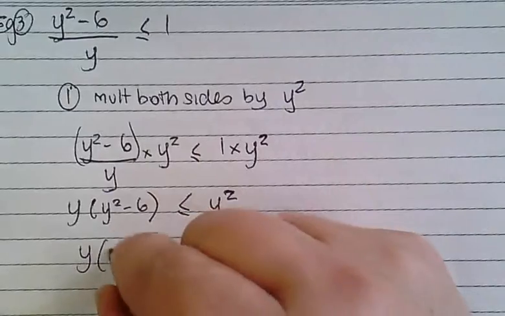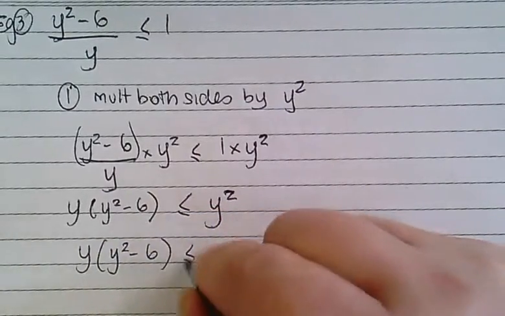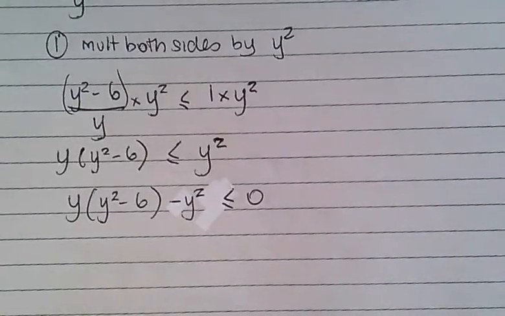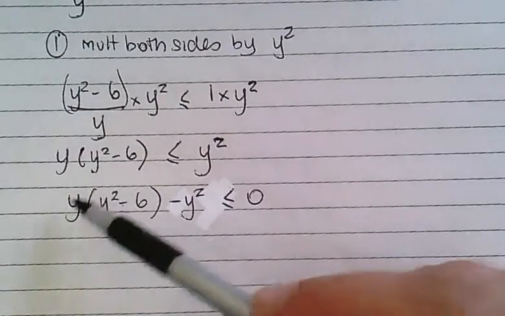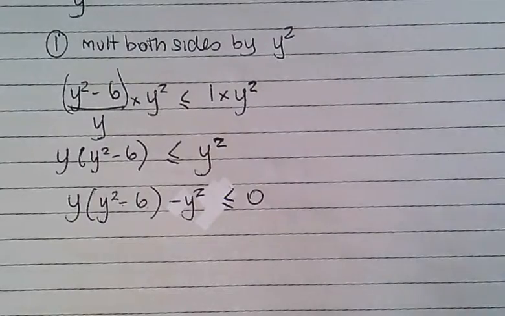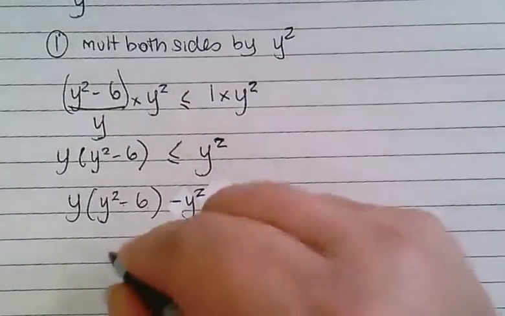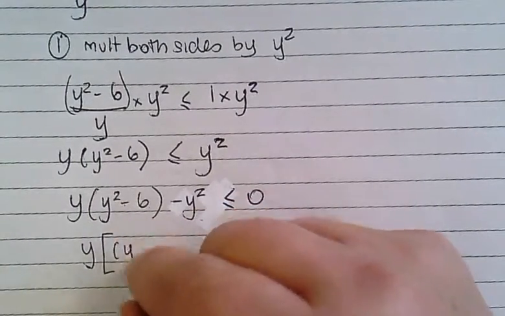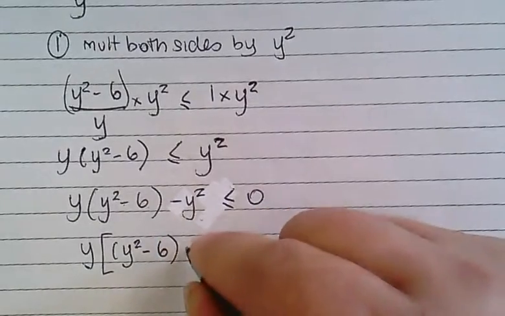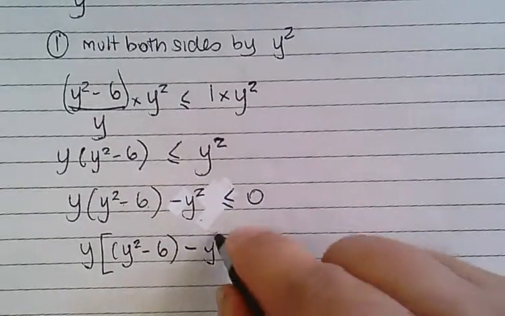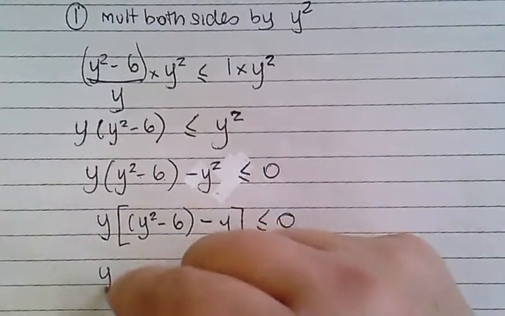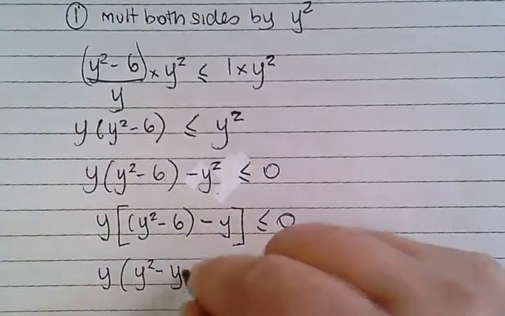Take everything over to the left. Oh, what am I doing? One sec. Look, if you wanted, you could expand this. You'd get y cubed minus 6y minus y squared. But what do you think? Looking at it now, what is the common factor? Y is in common. So go y squared minus 6 minus what? Y. Good. And y bracket y squared minus y minus 6.